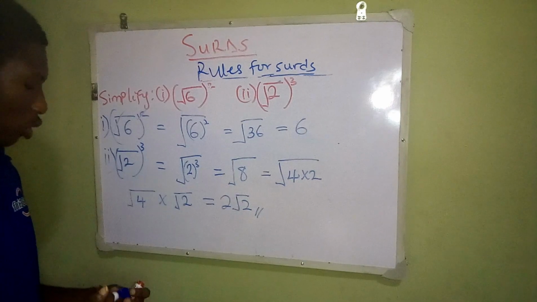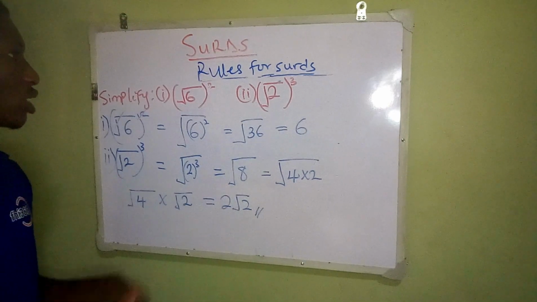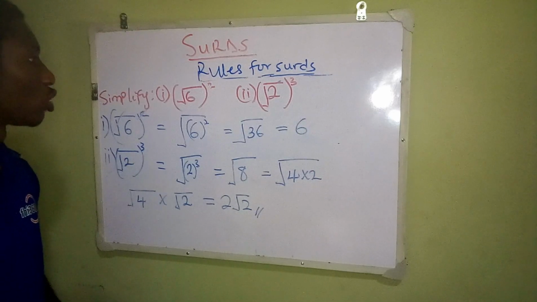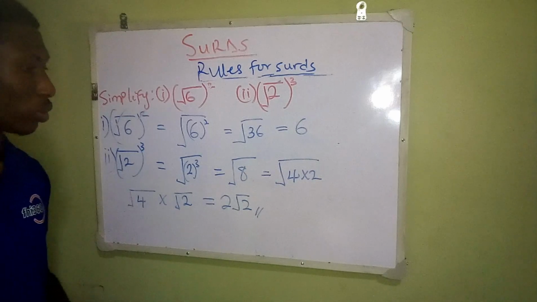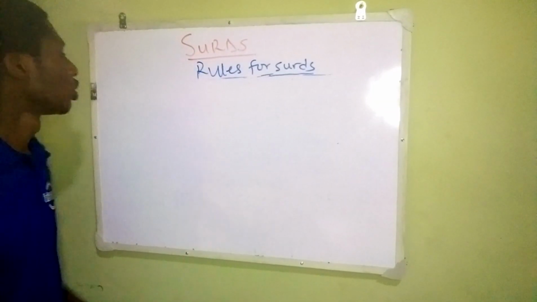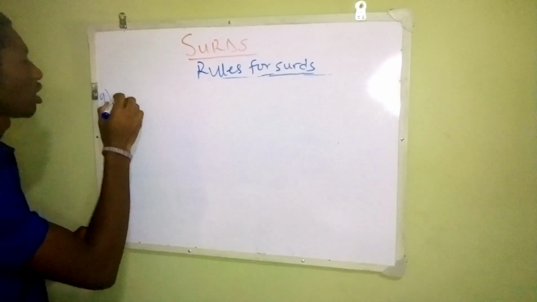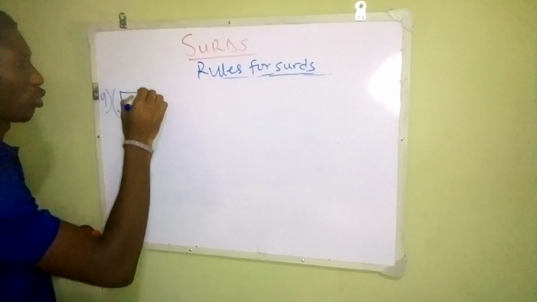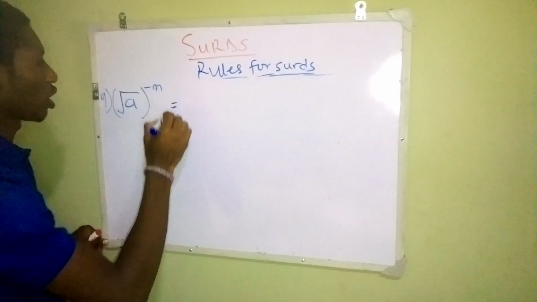Sorts. So let's look at the 9th and the 10th rule. The 9th and the 10th rule. You can see the 7th and the 8th rule are very simple. So let's look at the 9th and the 10th rule. They are actually very, very simple. The 9th rule states that, let me write it here, the 9th rule says that if I have this surd A always to the power of negative m, it is the same thing as what?